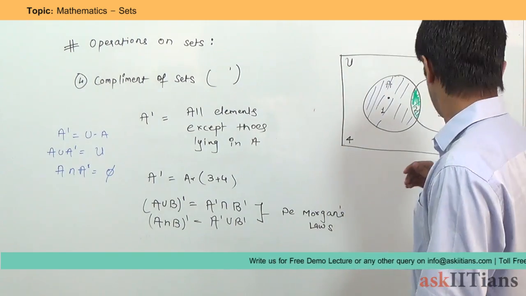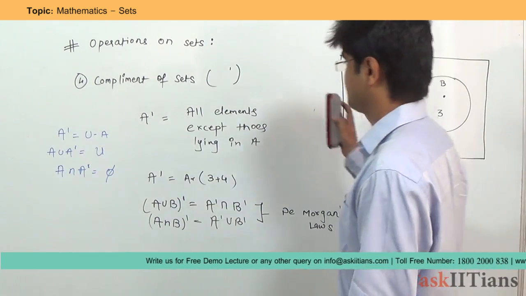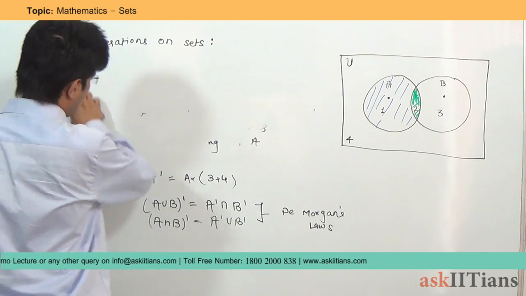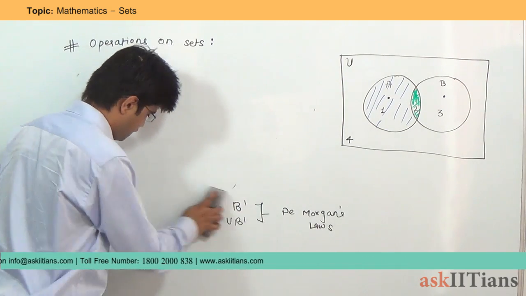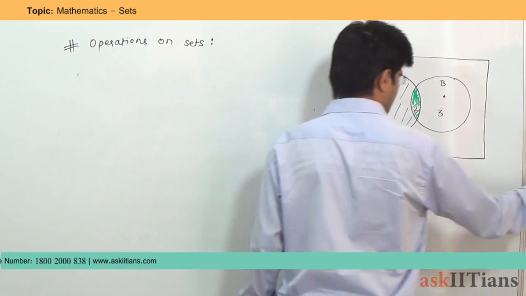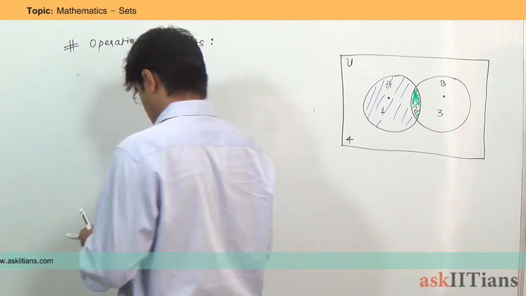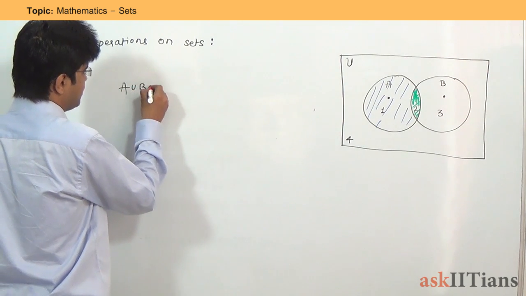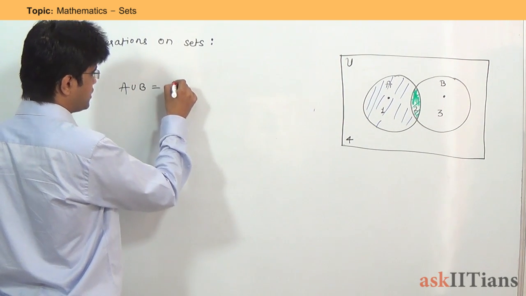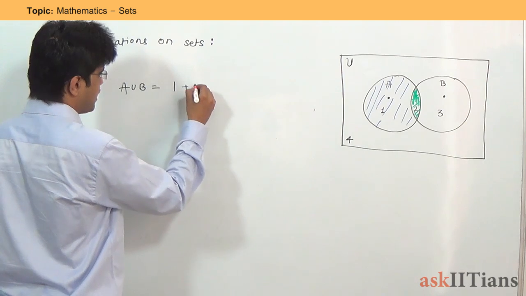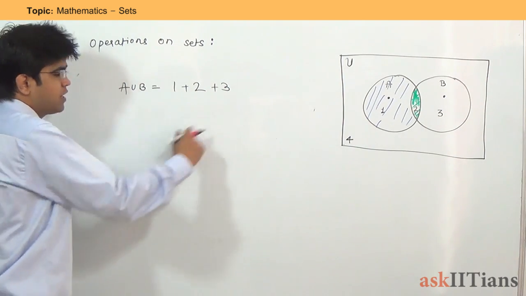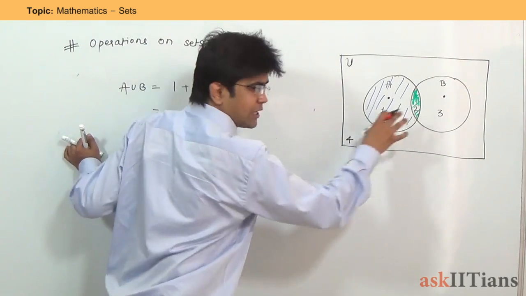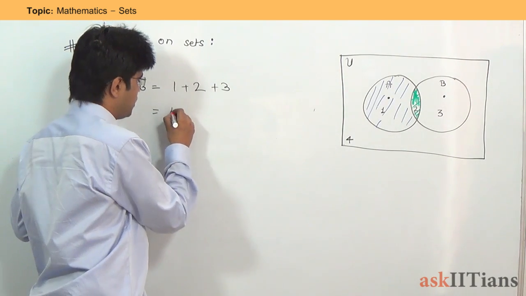Now let's see how we can use these things. For example, if I want to write the formula for A union B, which areas do we desire? We desire 1 plus 2 plus 3. These are the areas we desire. But 1 plus 2 is actually set A. So I can write it as A.